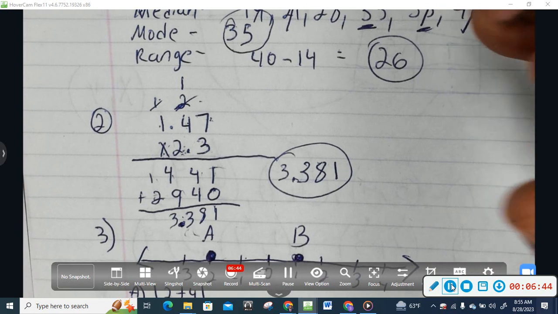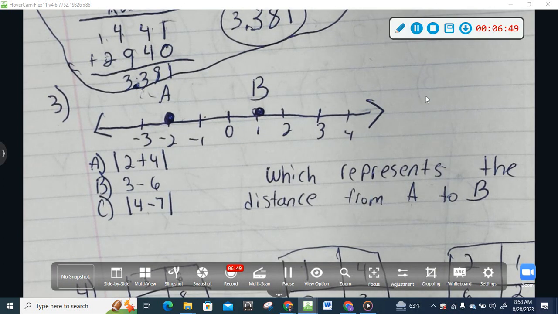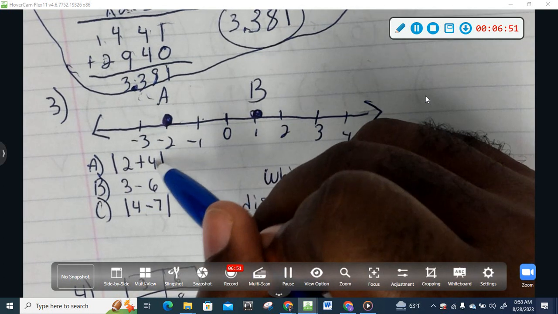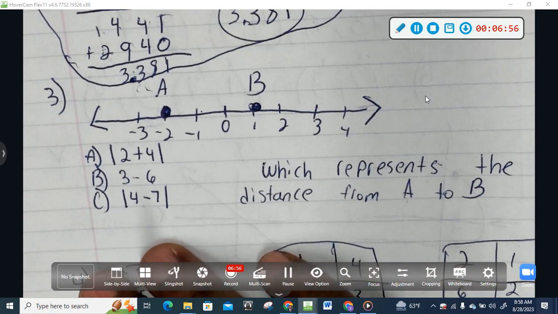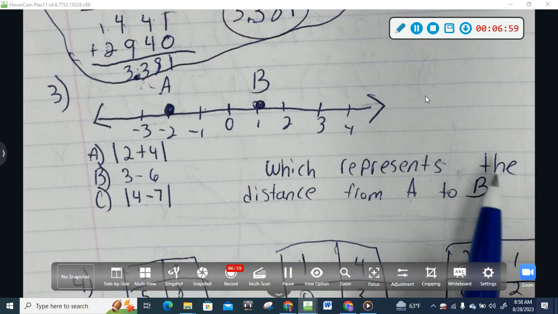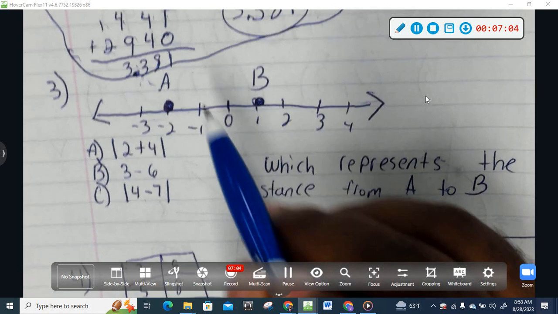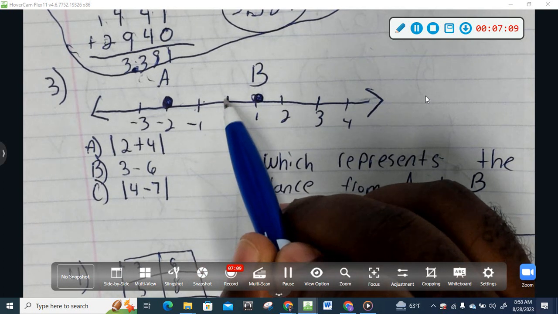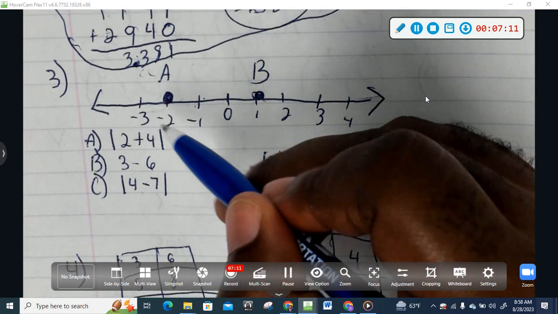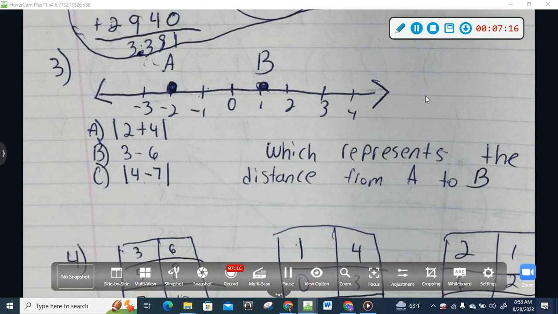Okay, any questions? Absolute value. Alright. Remember, what does absolute value mean? What does it mean when I have these brackets right here? These absolute value brackets. Everything inside of it is positive. Good. Alright, so now the question will say which represents the distance from point A to point B. First thing I need to do is figure out what that distance is. Alright, so I start at point A and I just count over. 1, 2, 3. So I know that I'm looking for which one of these expressions right here equals positive 3. That's what I'm looking for.